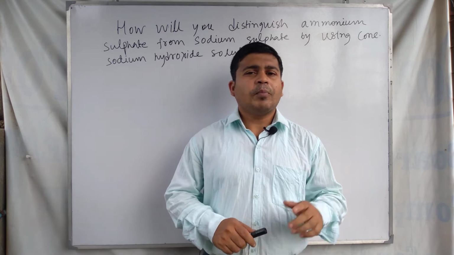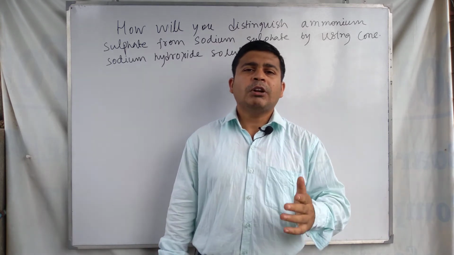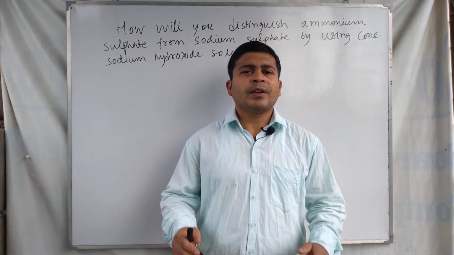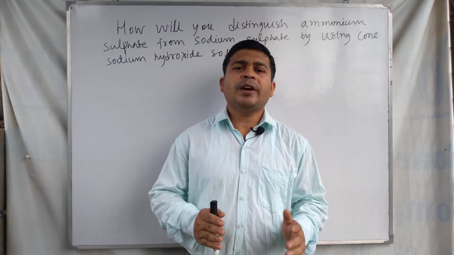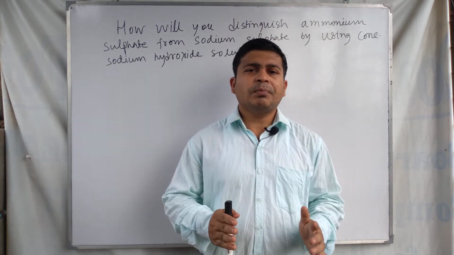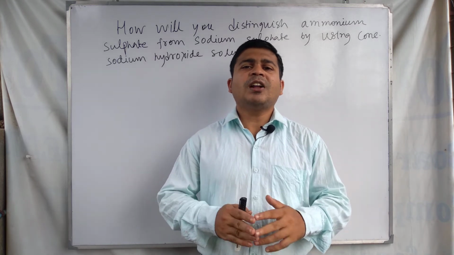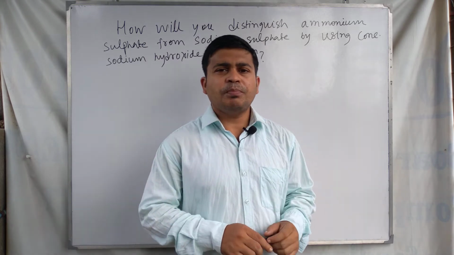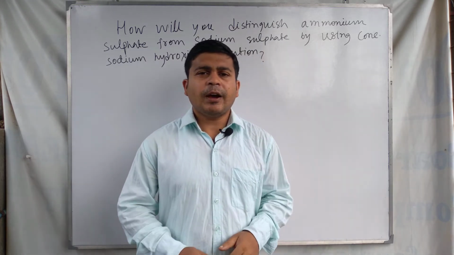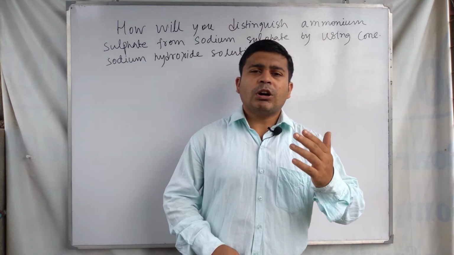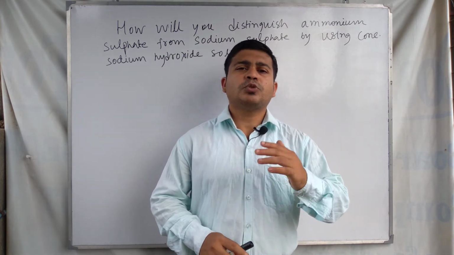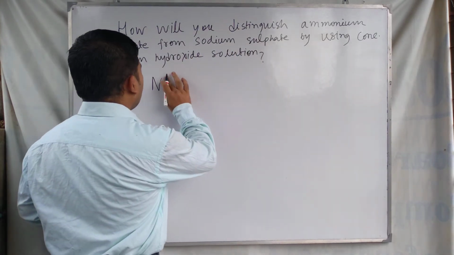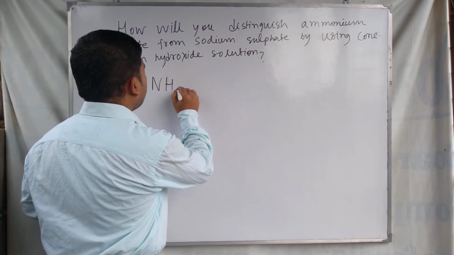This is one point. But on the other hand, when ammonium sulphate is heated with concentrated sodium hydroxide solution, ammonia gas is formed, and ammonia gas has an irritating, pungent, characteristic smell, and it turns Nessler reagent solution brown. So from this point of view, we can identify ammonium sulphate from sodium sulphate. Okay, first we see ammonium sulphate.